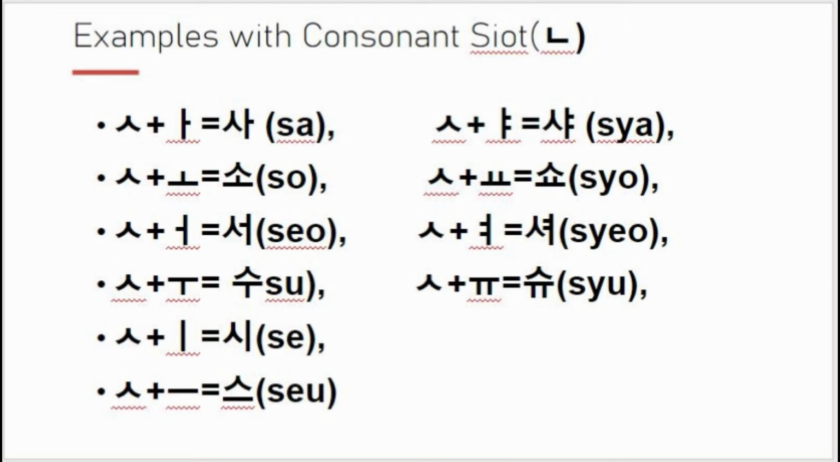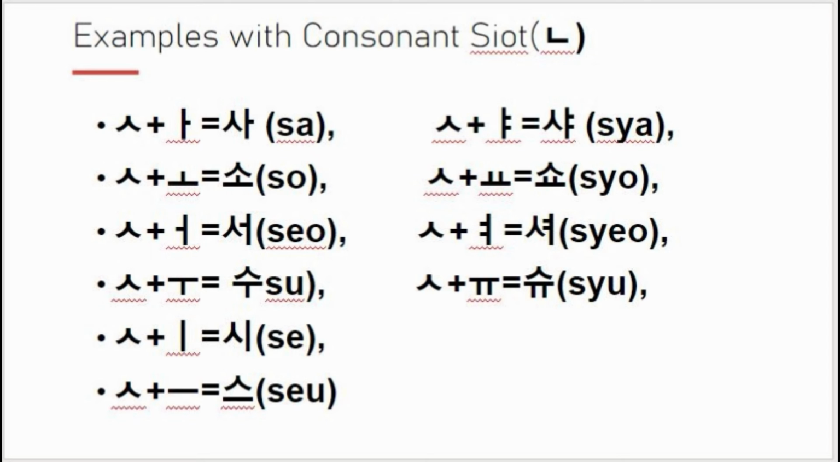Similarly, we do it with the consonant siot: sa, seo, so, su, si, seu, sya, syeo, syo, syu. Practice with all other consonants to get more knowledge of these vowels and to learn them easily.